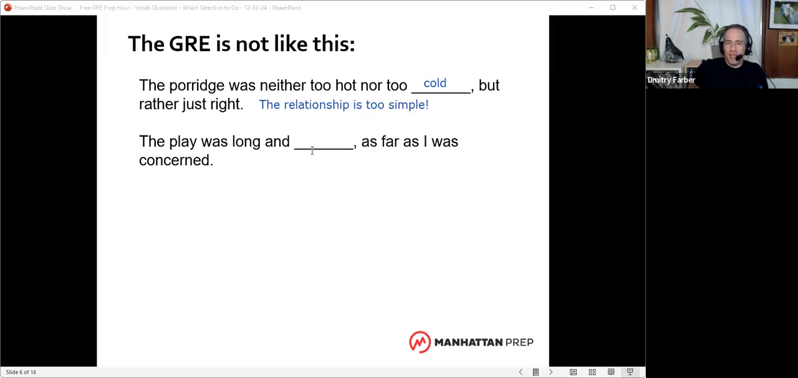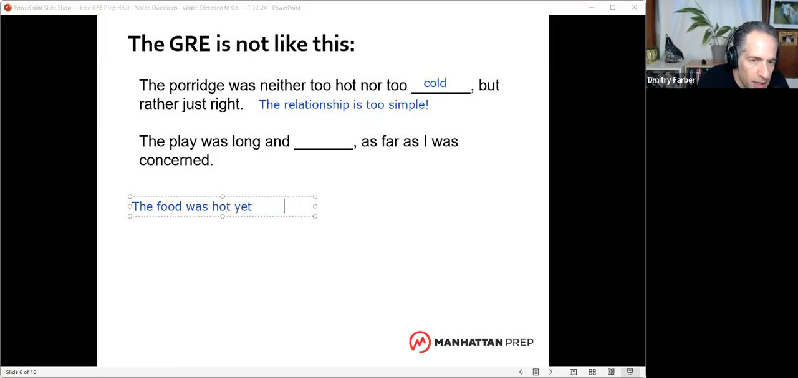They're expecting when they see neither nor, but, although, while, those kinds of directional markers, they're expecting a simple contradiction. Sometimes I'll see something like this. The food was hot yet blank, and people just put in a contradiction, hot yet cold. And I'm like, well, wait a minute. I guess food can be hot in one place and cold in another. I guess I've had that, right? It's burnt on the top and it's still frozen in the middle, right?